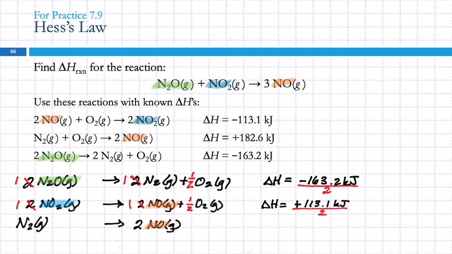N2 and O2. So I'm taking this chemical reaction right here. There's the N2 plus O2 to form 2 NOs. And I'm going to write down delta H. And it says delta H is plus 182.6 kilojoules.